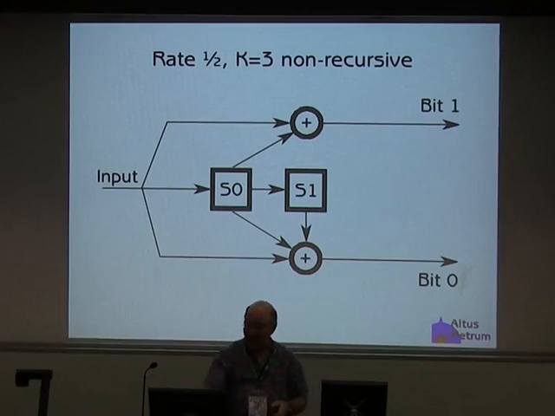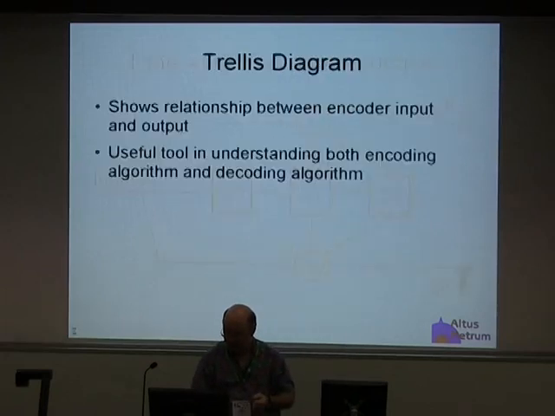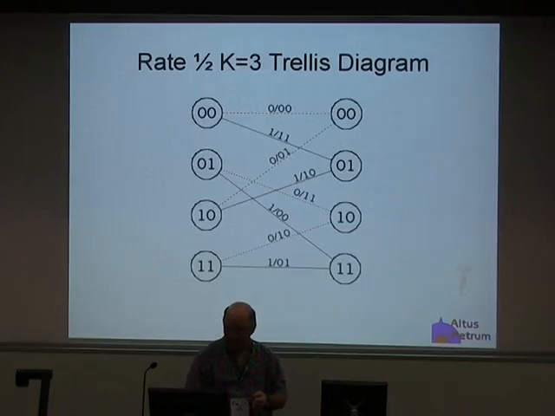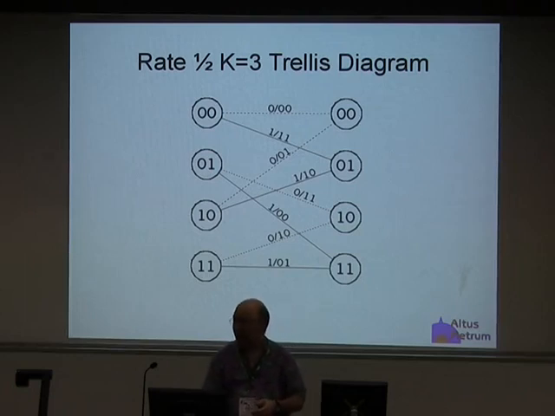So the output bits, bit 0 and bit 1, depend upon not only the current bit, but the previous two bits as well. And that's what this trellis diagram shows here. It shows that if you were in state 00 and you got a 0 bit, then you would transmit 00, that's the bit 1 and 0 numbers there, and your new state would be 00.